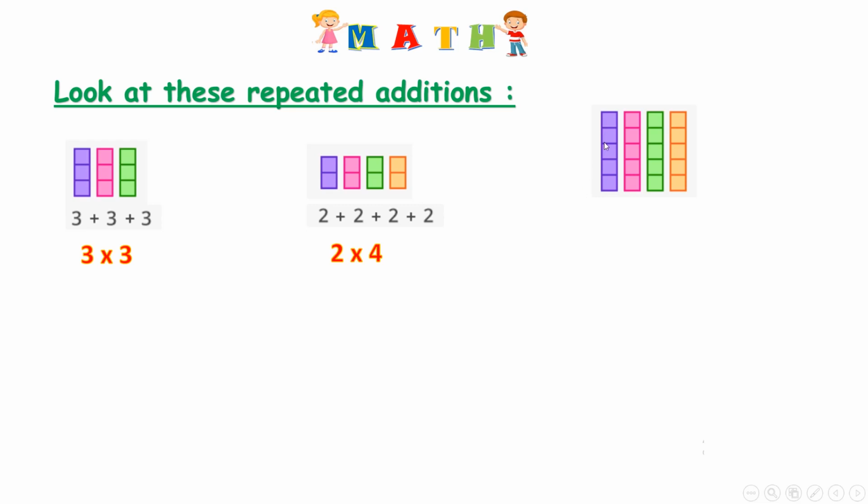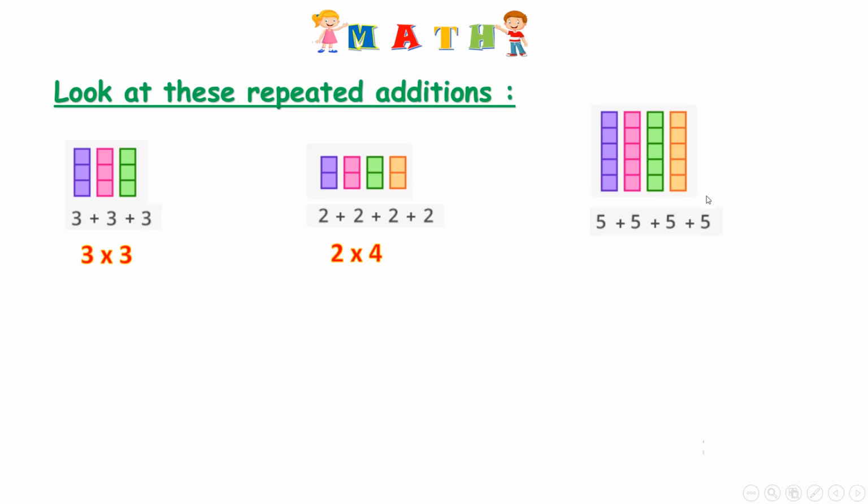Let's count the first column in here. 1, 2, 3, 4, 5. I have 5 violet and then 1, 2, 3, 4, 5. 5 pink and 1, 2, 3, 4, 5. 5 green and sure it's 5 orange. So it's 5 and 5 and 5 and 5. It's like what? Great. It's like I'm saying 5 plus 5 plus 5 plus 5.